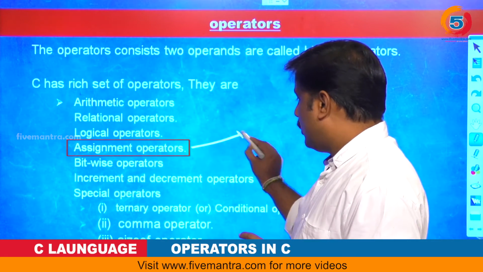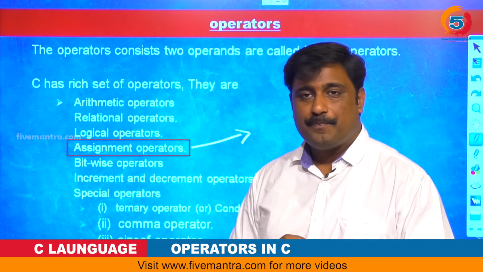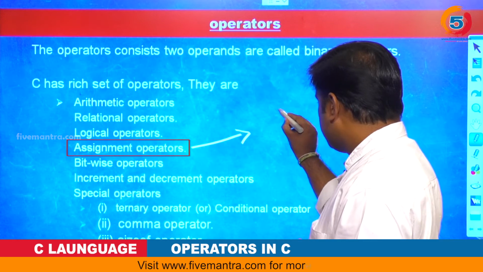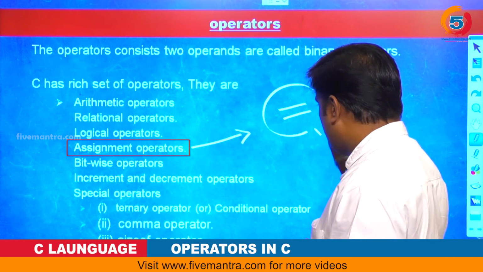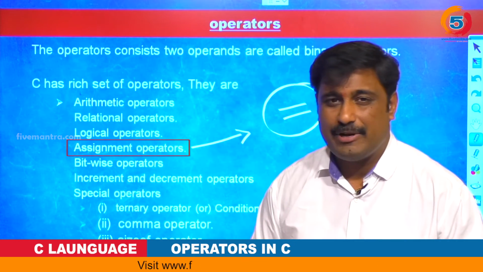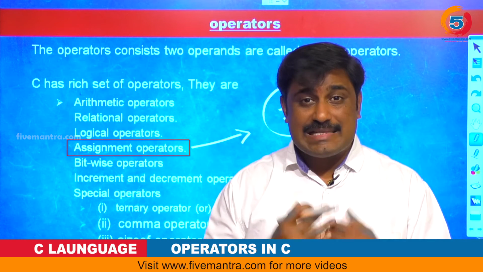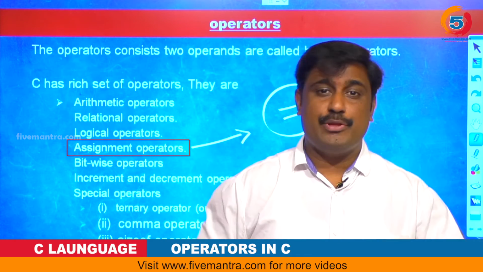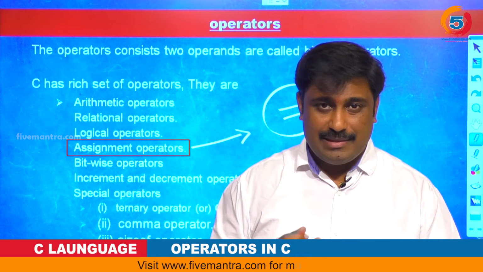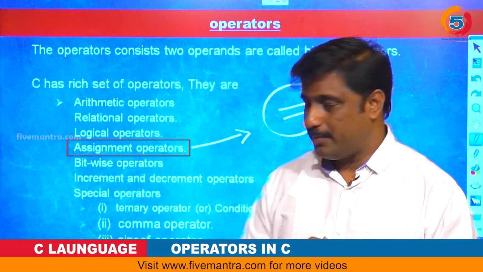The next operator is the assignment operator. The symbol is the equal sign, which we call the assignment operator. What is the use of this? Assigning values to a variable. That is the operation of the assignment operator.